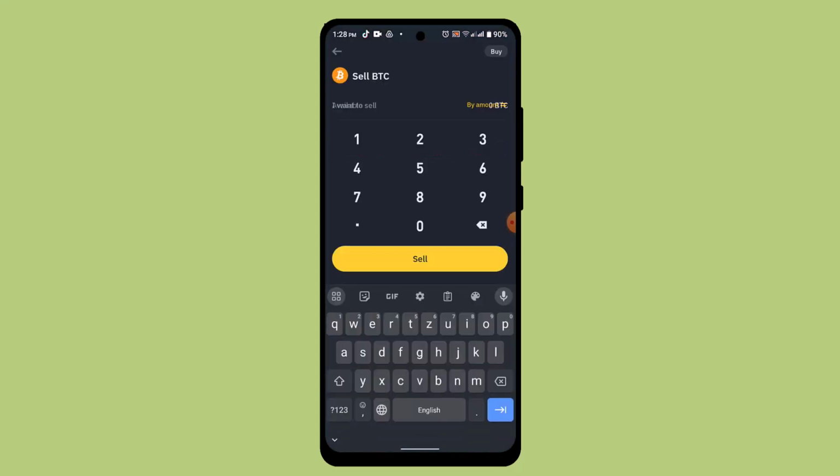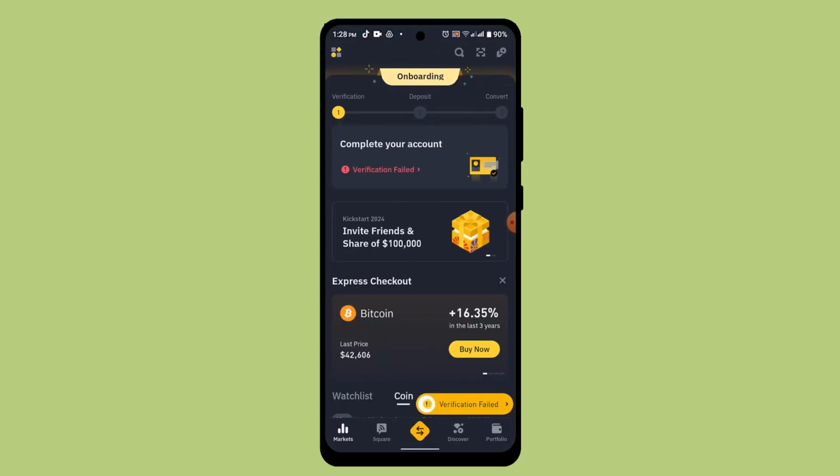And once you're logged into your Binance account, that's going to take you to the home page, which is going to look something like this. Now first and foremost, before you do the trading process, make sure your account is verified. Only if you have completed verification can you do trading.